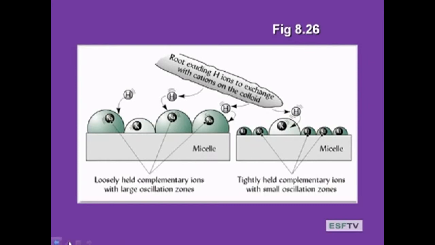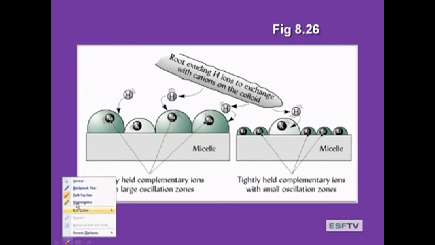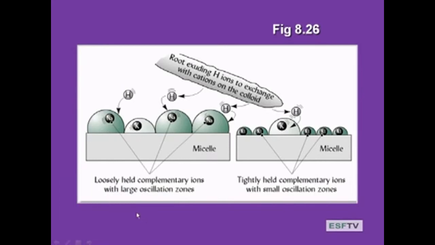Let's see, arrow options. I think I might have missed. There we go. Here's sodium, and here's its hydrated radius. Relatively large space taken up around the micelle. Same with potassium. Roots are exuding hydrogen ions.